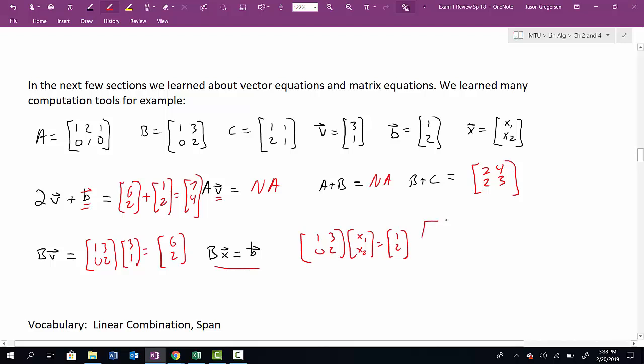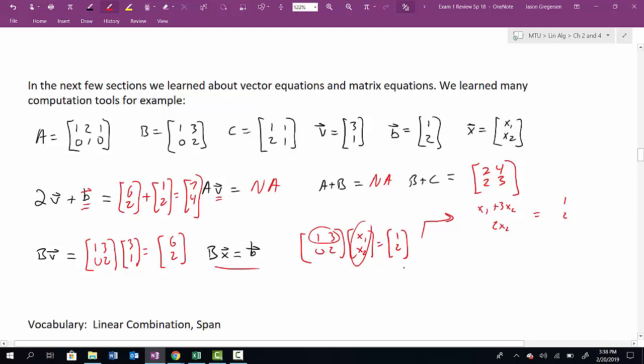I could go up here and rewrite that by doing the row vector multiplication and say this is really that row times that vector to get x1 plus 3x2. I do the same thing for the second piece to get 0x1 plus 2x2. And if those two vectors are equal, the only way is if the components are equal. And that tells me that that matrix equation is the same thing as that linear system.